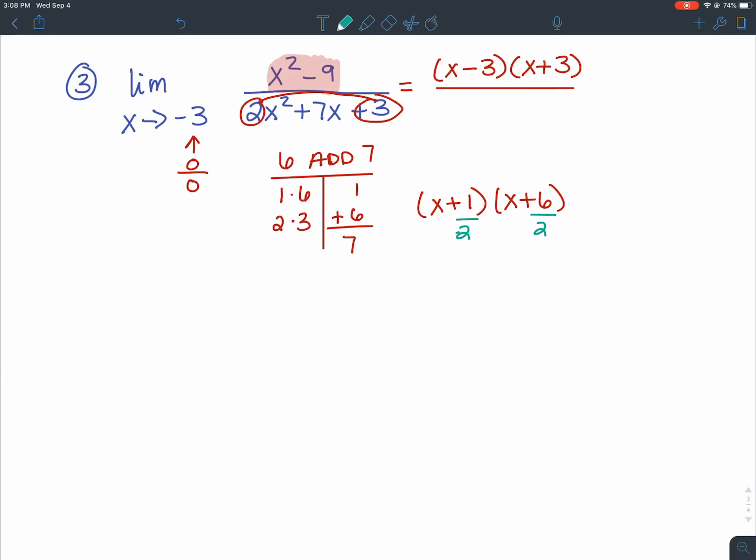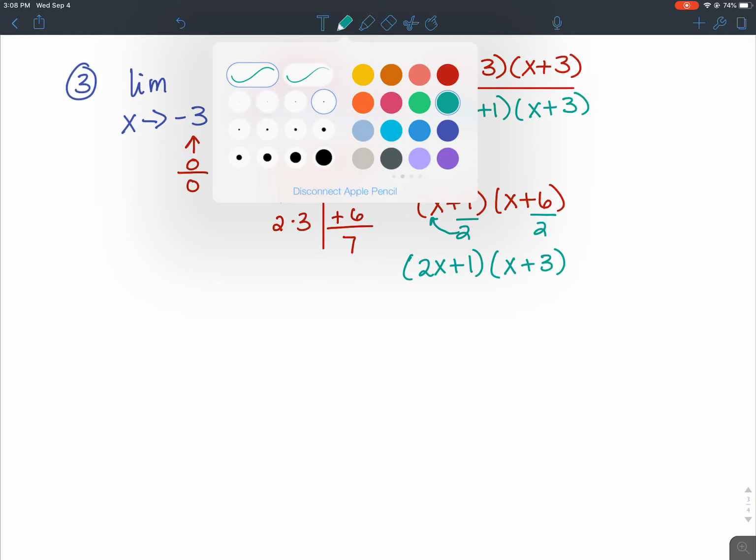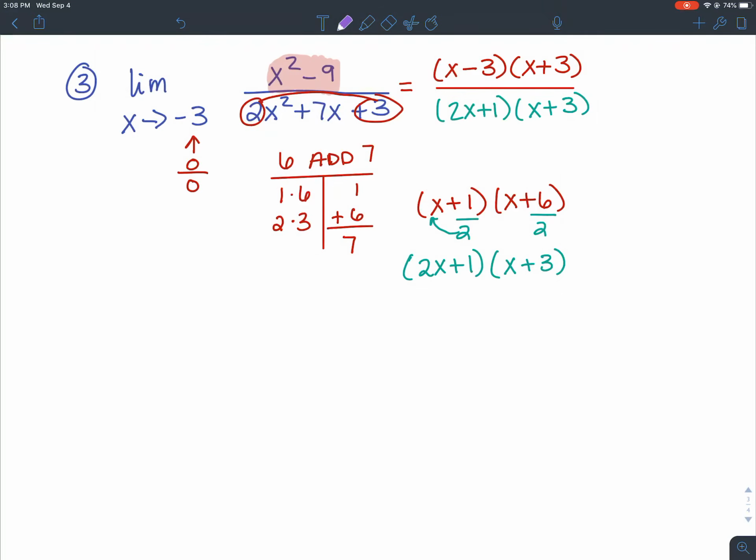1/2 does not reduce to anything, so I'm going to slide it out. So I have 2x plus 1. 6 over 2 reduces to 3. So I have x plus 3. And then I'm left with 2x plus 1 and x plus 3. Cool? Cool. All right. Now we factored, so now we have to cancel.